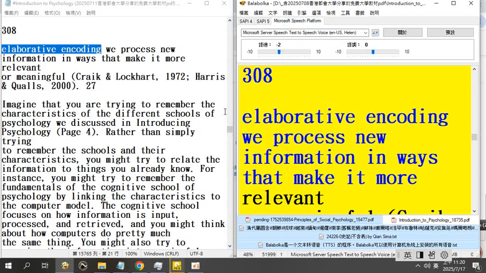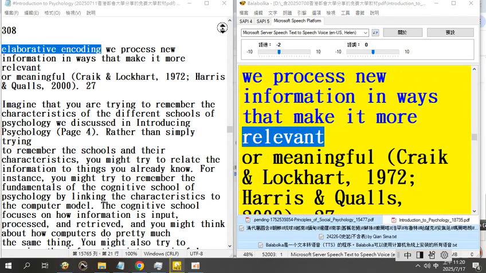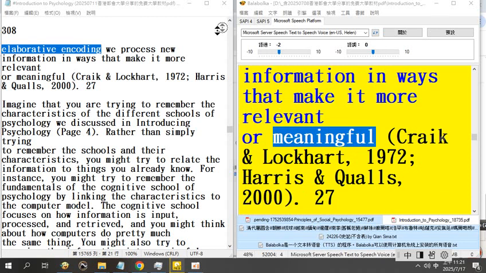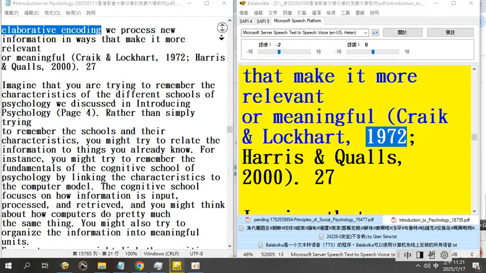Elaborative encoding. We process new information in ways that make it more relevant or meaningful. Craik and Lockhart, 1972, Harris and Qualls, 2000.